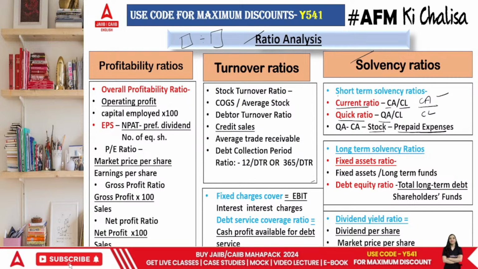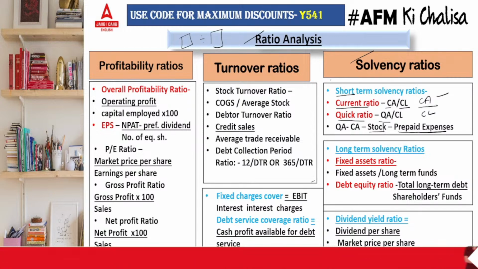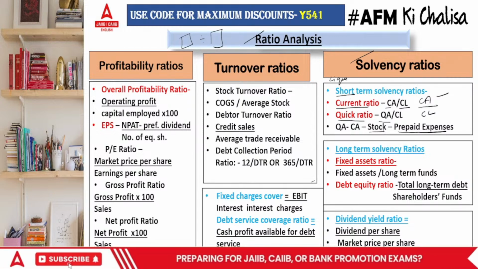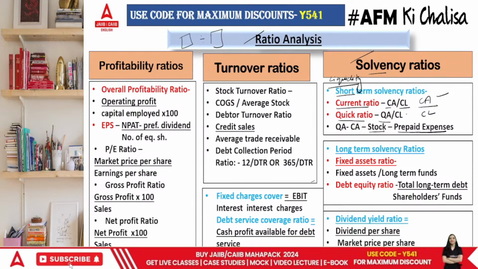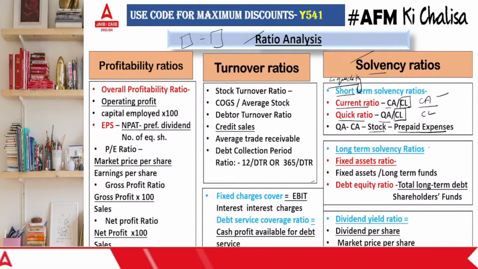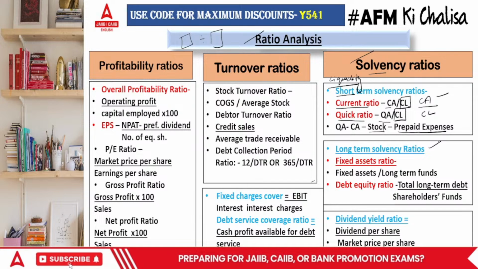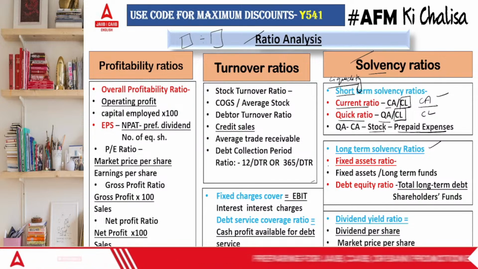So this is your short-term solvency ratio or the liquidity ratio. CA upon CL and QA upon CL. Solvency ratios, how to learn? Remember, CL is on the lower side. Long-term solvency ratios are very easy. Just remember it on the basis of their names.